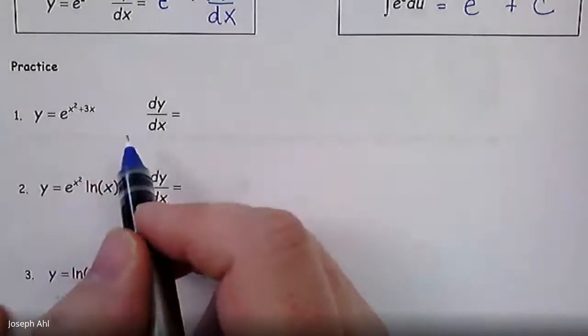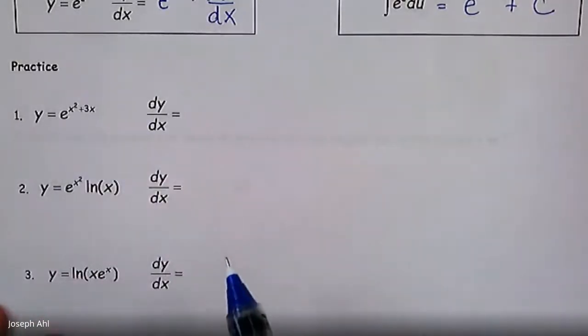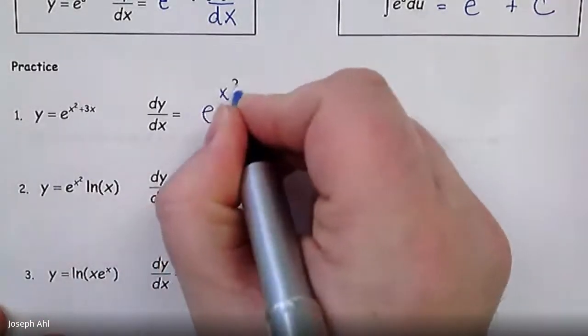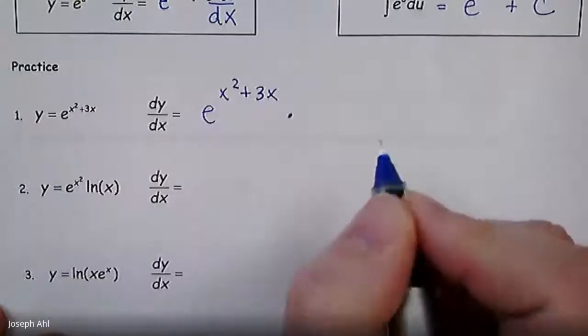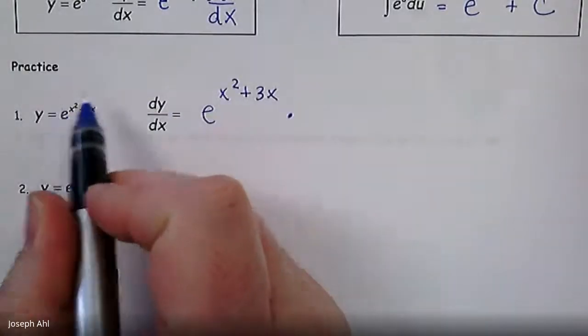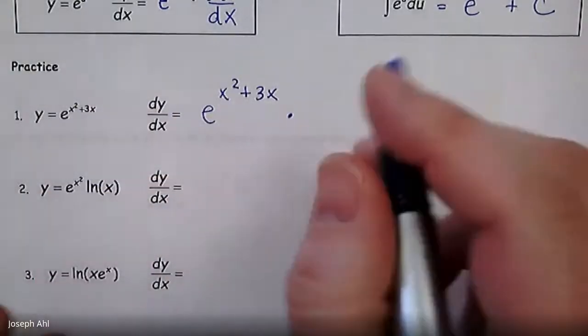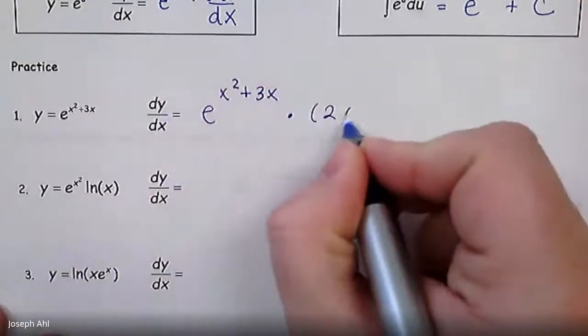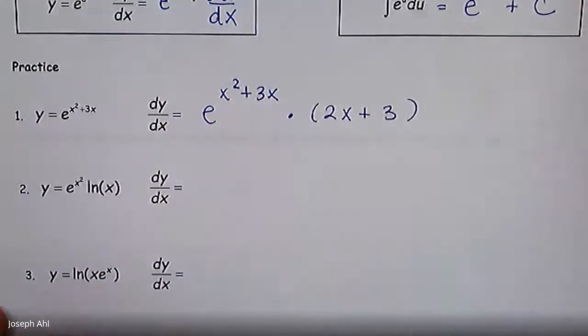So when I find the derivative of e to the x squared plus 3x, it's going to be e to the x squared plus 3x times the derivative of this exponent with respect to x. So that's going to be times, using some quick power rule there, 2x plus 3.